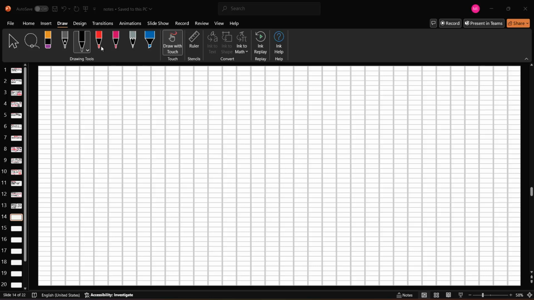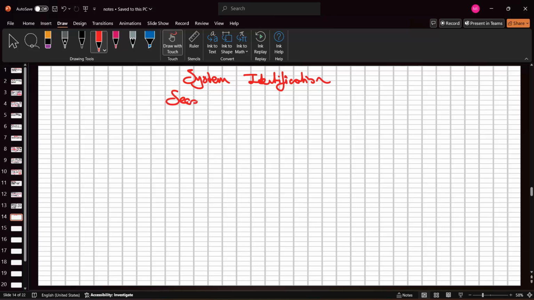Okay, in application 3, we will focus on system identification of the second order approximation. Okay, so in the first place, we need to look at the theoretical background.